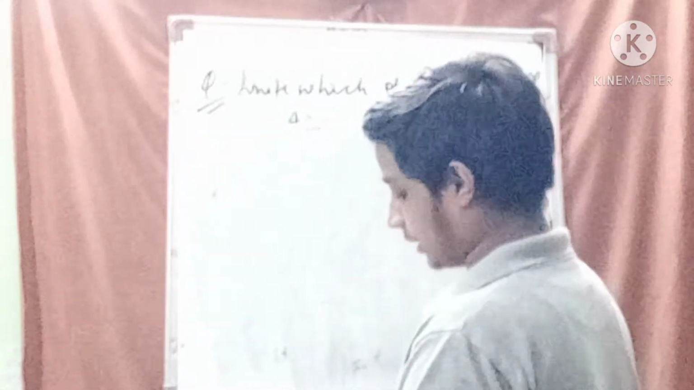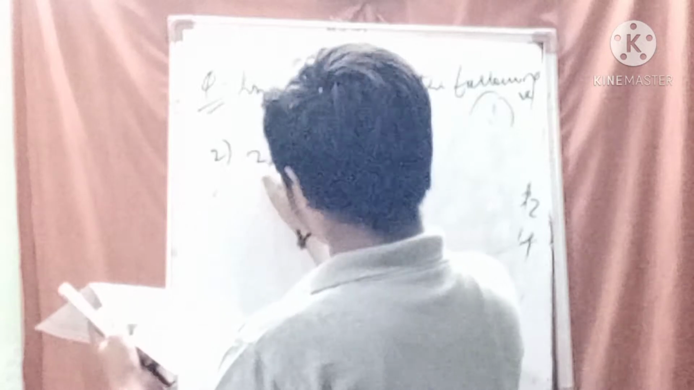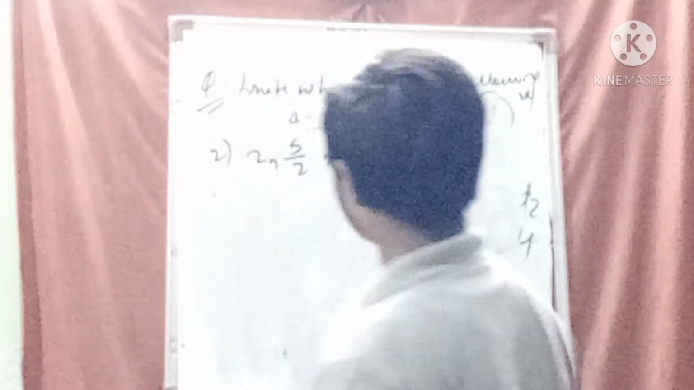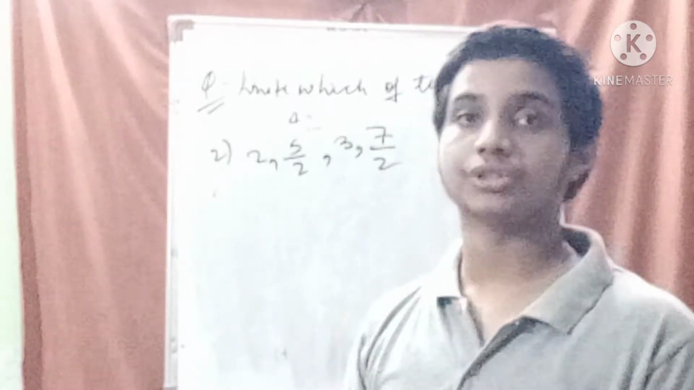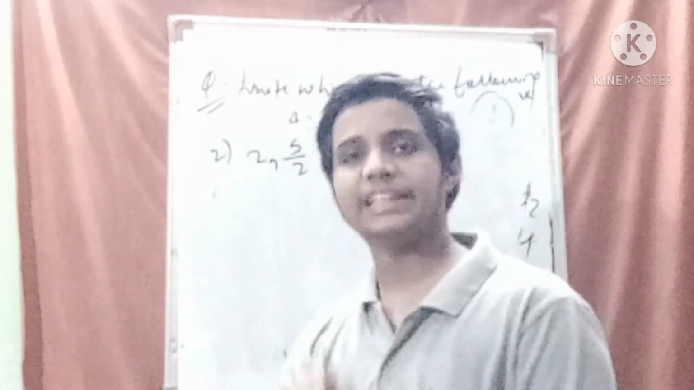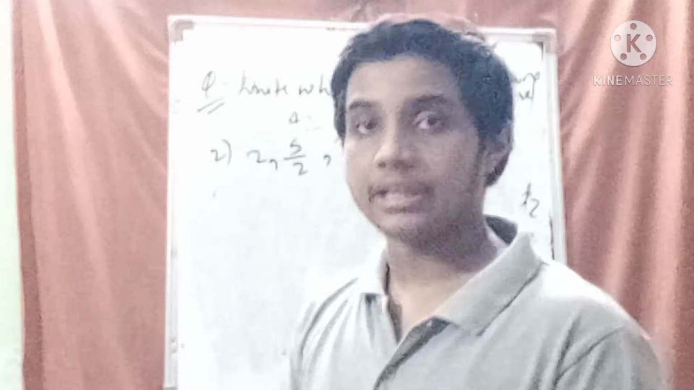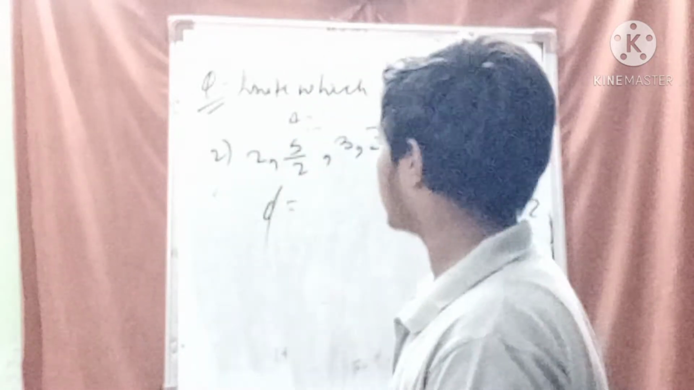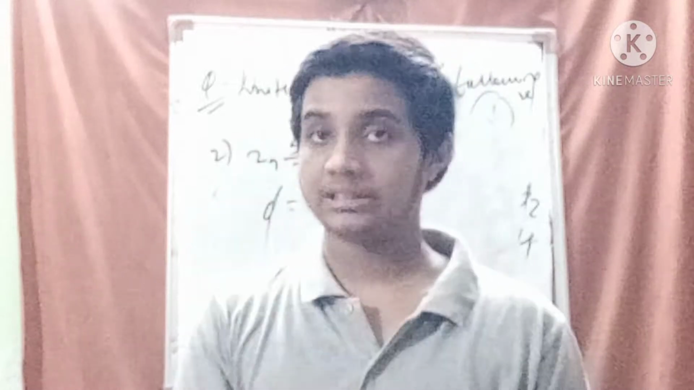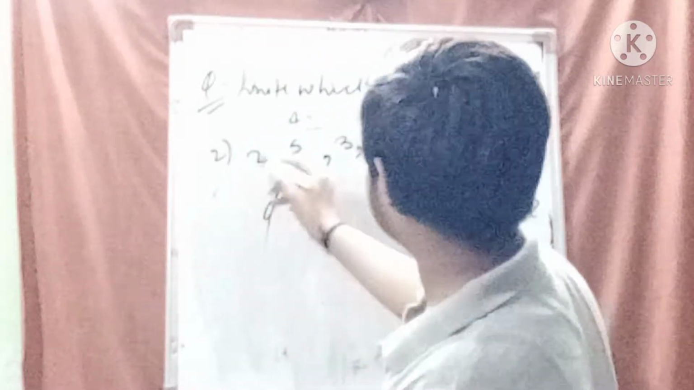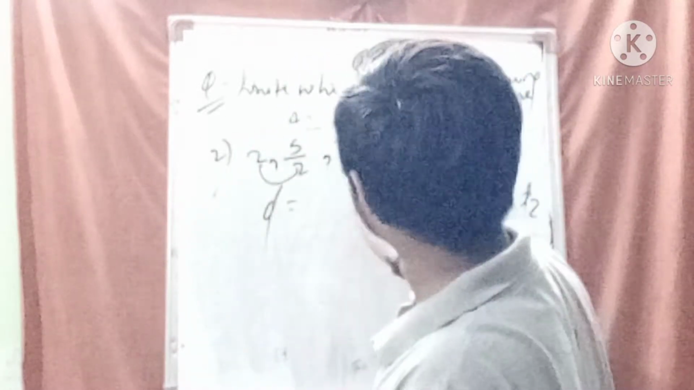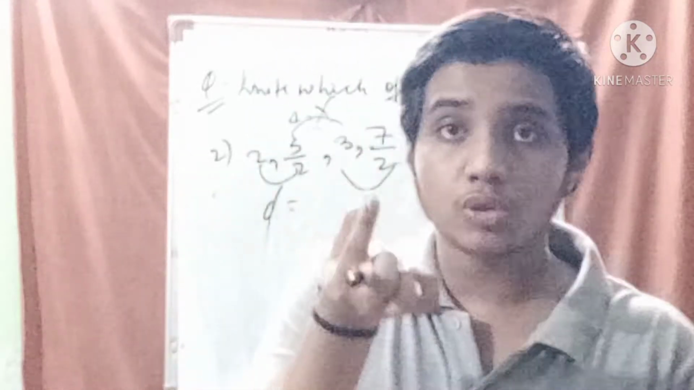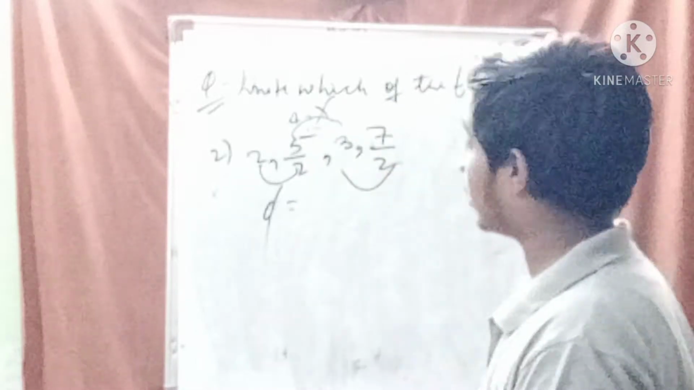The next question is 2, 5 by 2, 3 and 7 by 2. This is a little bit complicated question, but we will make it easy. The first thing that you have to find is D. You have to find D for any two pairs. Let's take this pair, and let's take this pair.